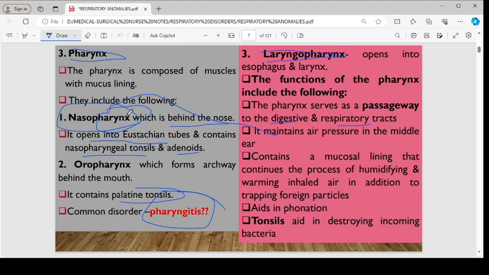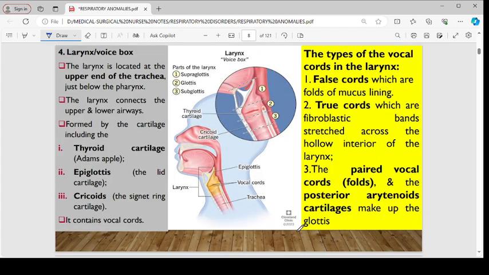of the pharynx. It also contains a mucosal lining that continues the process of humidifying and warming inhaled air, in addition to trapping foreign particles. It also helps in phonation. We also have tonsils. Remember we talked of the oropharynx containing the tonsils, and these tonsils aid in destroying incoming bacteria. The fourth region is the larynx, and the larynx contains the vocal cords, and that's why it's referred to as the voice box, right?